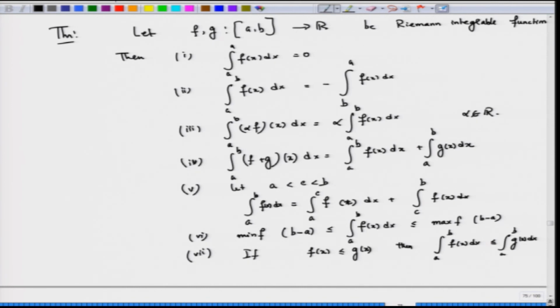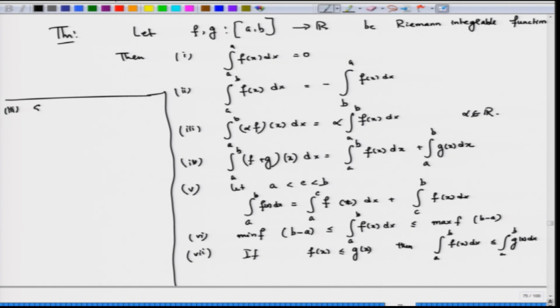Okay, so the proof I will just sketch, which is not very hard. You can do it on your own. Suppose I use this portion, so that it will be clear. Now, let us try to see how to prove this, number 3.